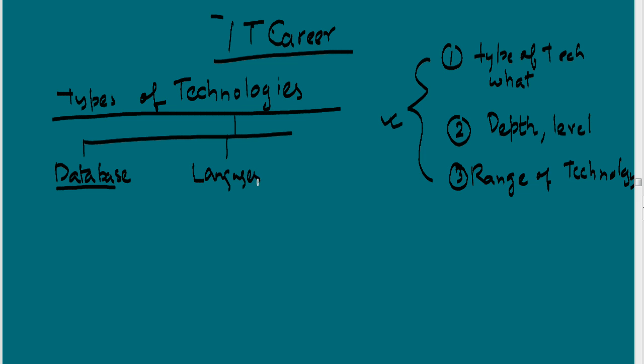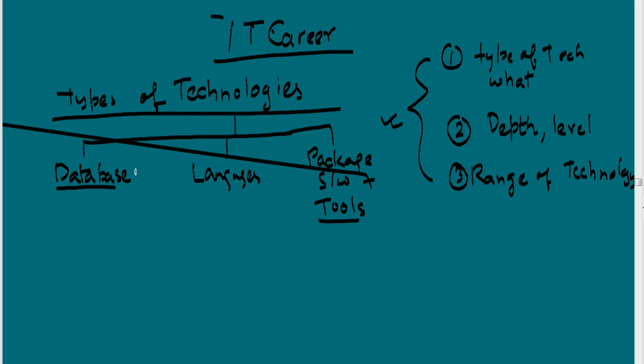So there are the languages, then maybe package software, plus tools. I think those are the three broad level categories. I'm getting the line again, please excuse me for that. Let me undo it. Okay, we got the line removed.